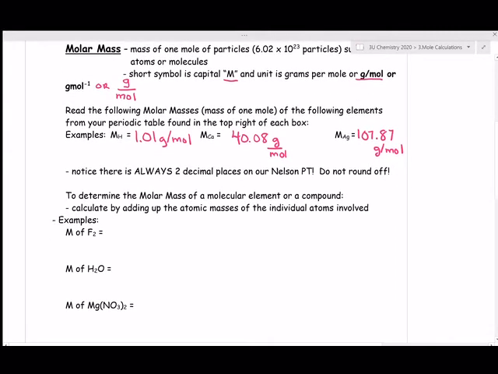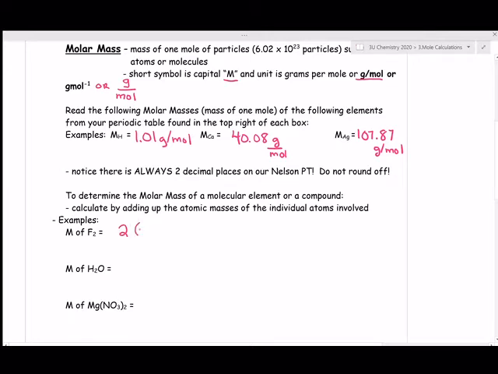Now, you'll often need to know the molar mass of a compound, or perhaps an element that hangs out with a buddy, so a molecular element. In that case, basically all we do is add up these values that you're getting on your periodic table. For instance, fluorine does hang out with a buddy. So if we wanted to know the mass of 1 piece of fluorine gas, we would need to realize that there are 2 fluorines.